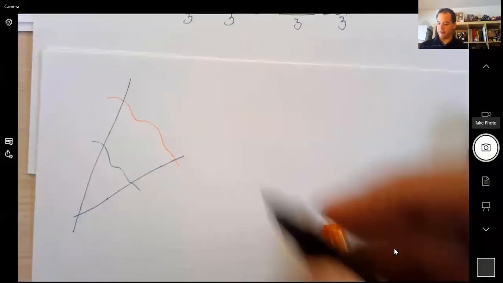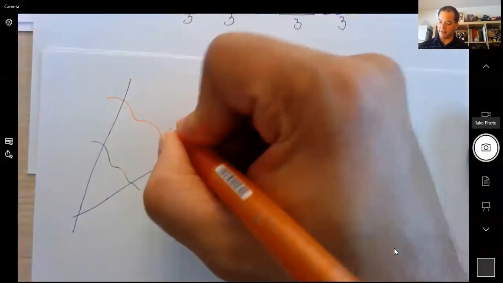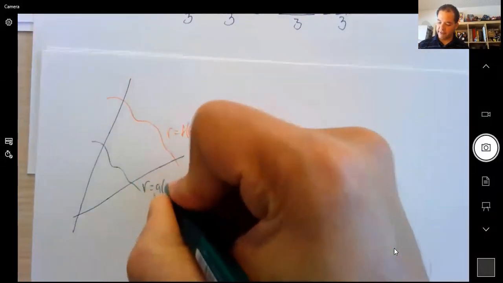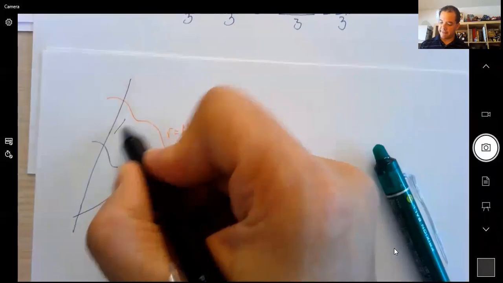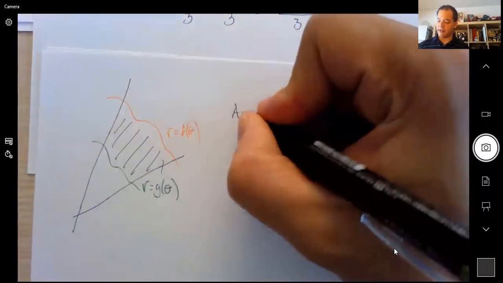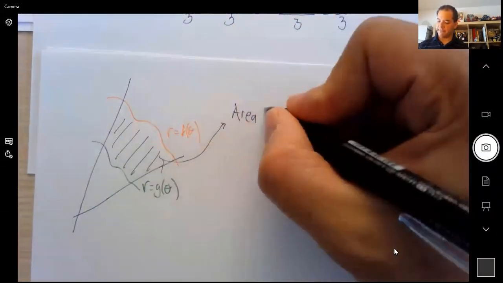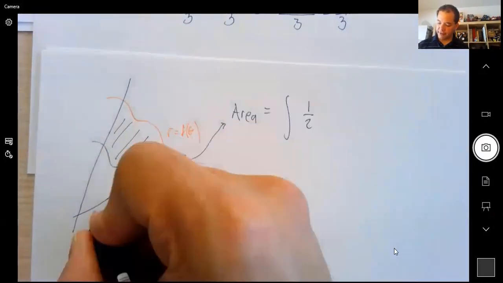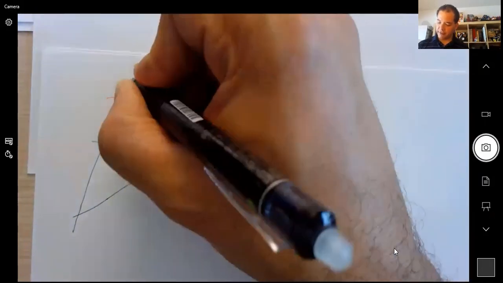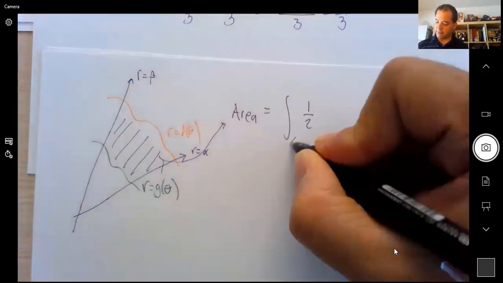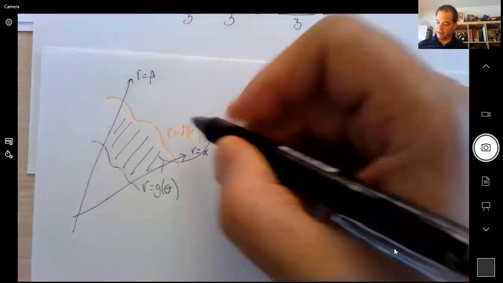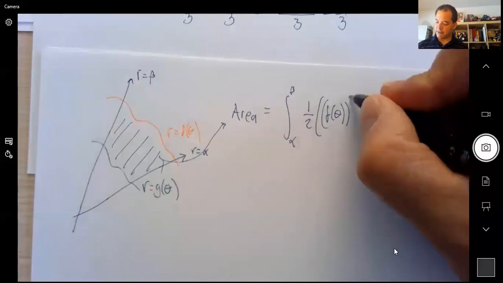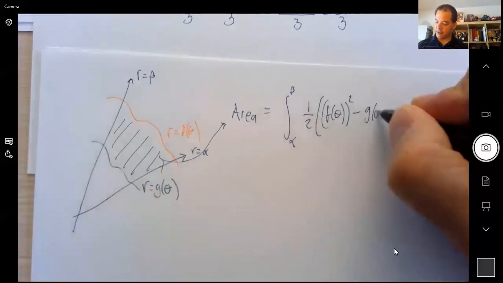If you have 2 curves, this orange one, which is given by f of theta, and this green one, which is given by g of theta, and you want to know this area, then the area between the curves is given by 1/2 from this angle, alpha. So this is r equals alpha, and this is r equals beta. So from alpha to beta, and then it's the upper function square minus the lower function square.